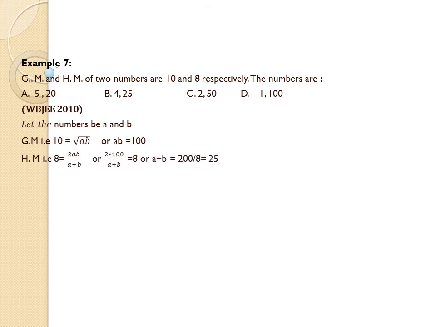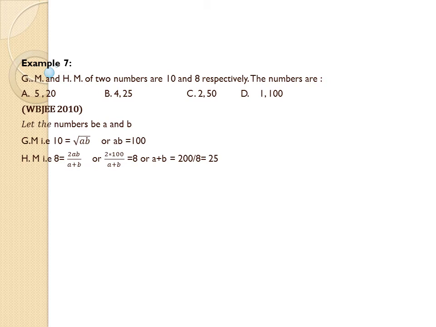Next one, HM. HM is 8. So 8 equal to 2AB by A plus B. So 2 into AB means 2 into 100, divided by A plus B. So it becomes A plus B equal to 200 by 8, which means 25. Okay. So I have got A plus B equal to 25 and AB equal to 100.